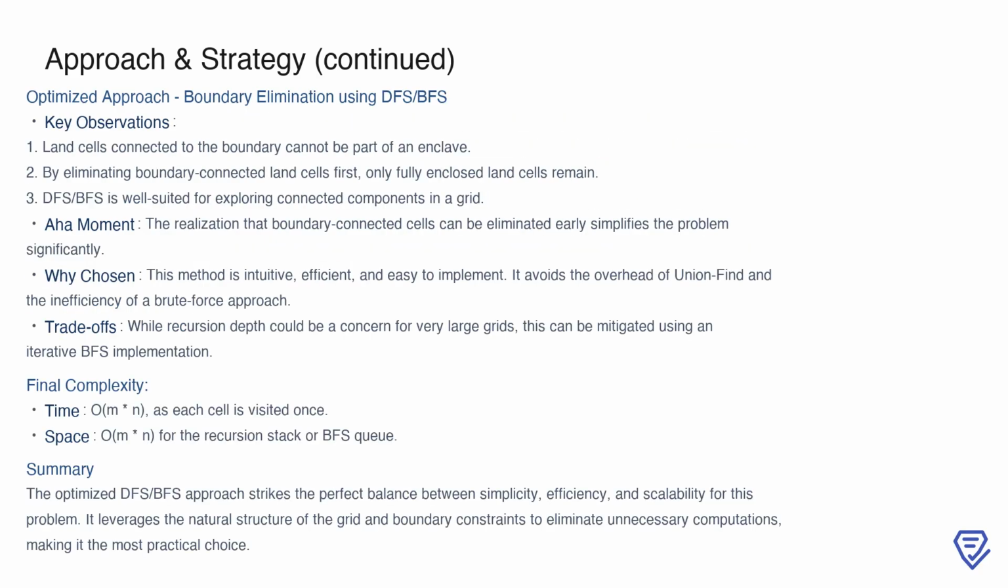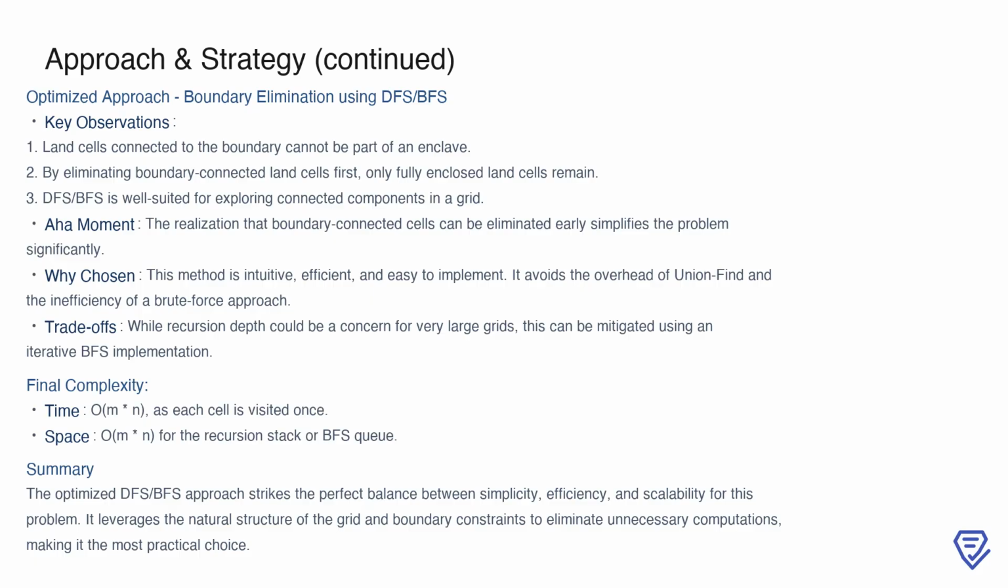The optimized DFS/BFS approach stands out as the most practical strategy for solving this problem. The key observations driving this method are that any land cell connected to the boundary cannot be part of an enclave, and eliminating these cells first leaves only the fully enclosed land cells. This realization simplifies the problem and reduces unnecessary computations. DFS and BFS are particularly well suited for exploring connected components in a grid, making them a natural choice here. The simplicity, efficiency, and ease of implementation of this method make it the preferred strategy.